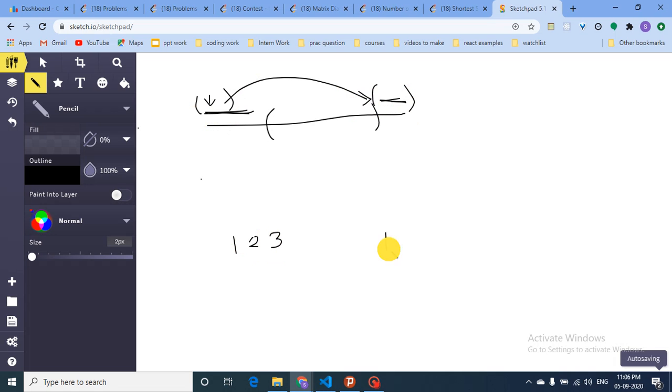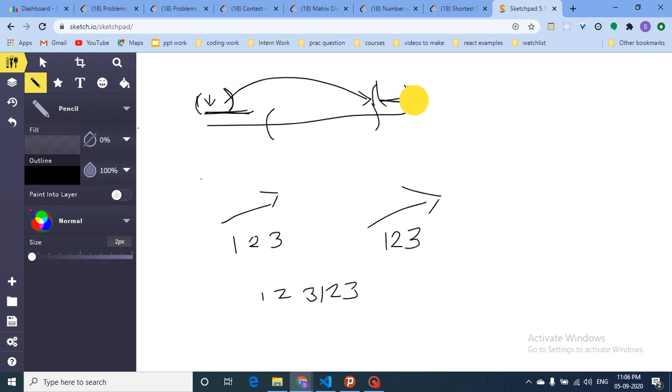Okay, and then there is also case 1, 2, 3. Though both of them are non-decreasing, I cannot stitch this and this. I cannot put 1, 2, 3, 1, 2, 3. So I have to match also, such that the largest value of this prefix should be smaller than the smallest value of this suffix, and that's how we can do. So this is the main crux of this problem.